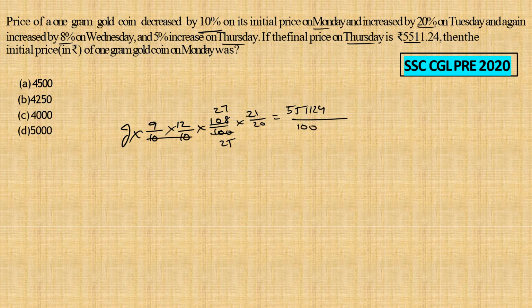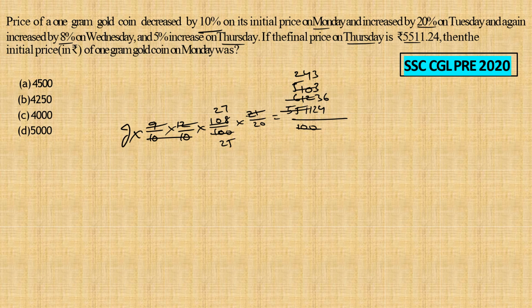100 gets cancelled in the denominator. Okay, now we'll do 9 6s are 54, 9 1s are 9, 9 2s are 18, 9 3s are 27, and again 9 6s are 54. If you cancel it by 12, 12 5s are 60, 12 1s are 12, 12 3s are 36. If you cancel it by 21, again 21 2s are 42, 21 4s are 84, and again 21 3s are 63.